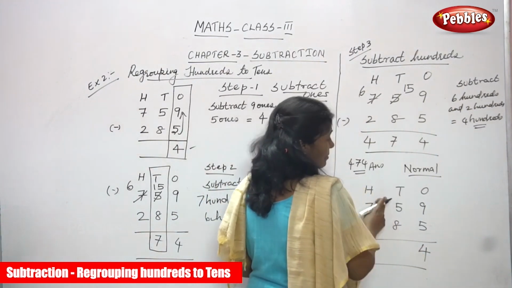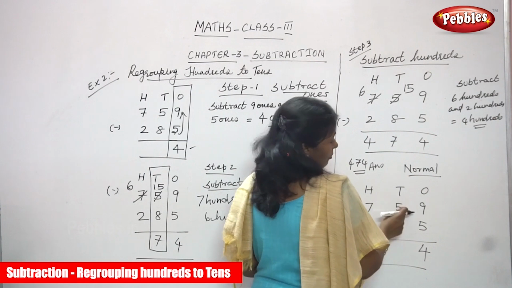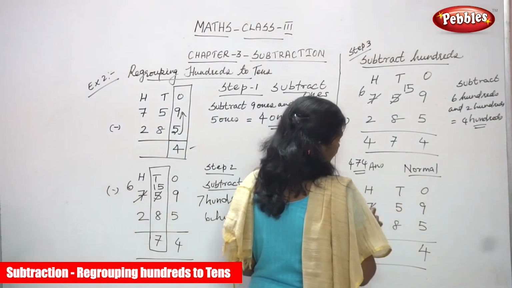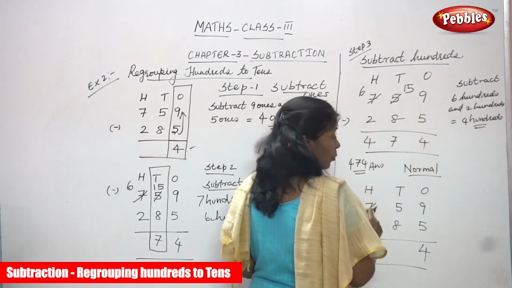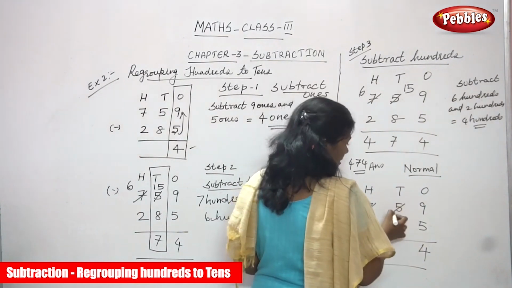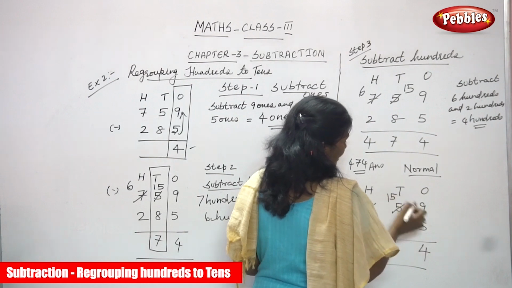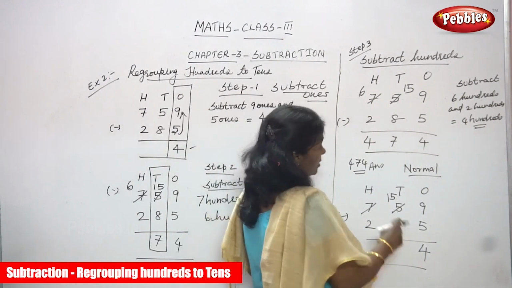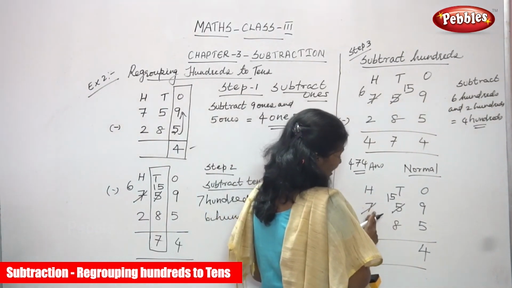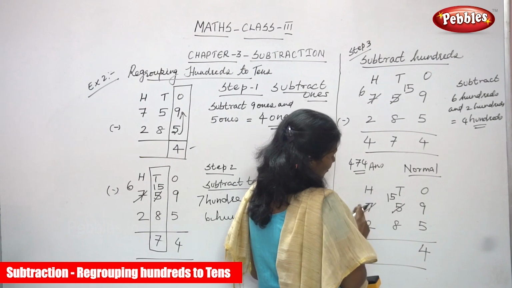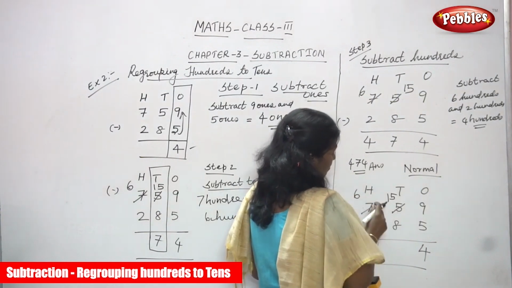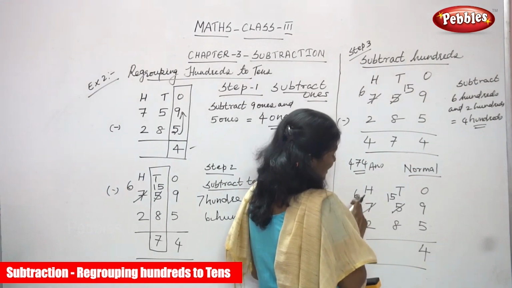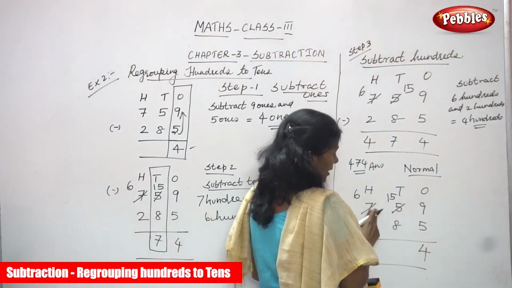Now the tens: what is the number in tens? 5 and 8. So 5 is not enough. 5 tens is not enough to subtract, so you have to borrow from hundreds. I have to borrow from the 100. The 100 is equal to 10 tens. So this 5 tens becomes 15 tens. I borrow only 1 hundred from here, so 700 becomes 600, because I have to borrow 100 from this.